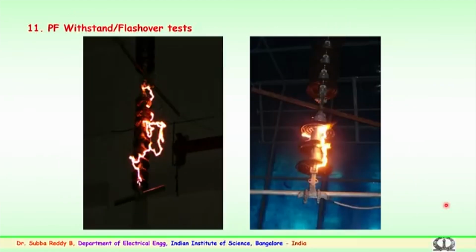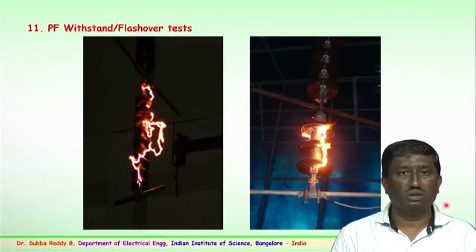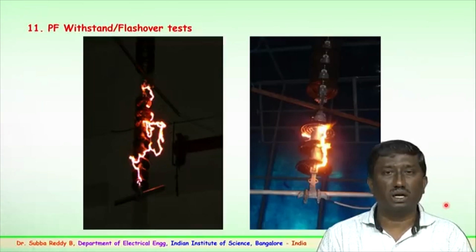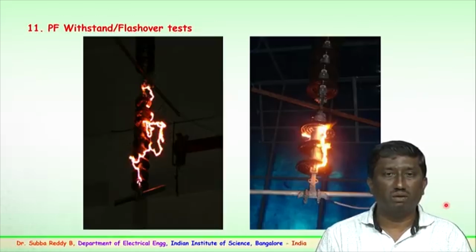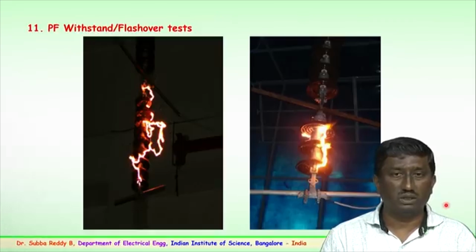This is one of the important tests which is normally carried out on the insulator string. Here, the power frequency withstand and flashover. The insulator string, which consists of a number of discs, is to be applied a voltage, which is the normal voltage, taking into consideration the overvoltages, to see whether the string withstands the particular voltage or the string fails. This has to be done in the laboratory.